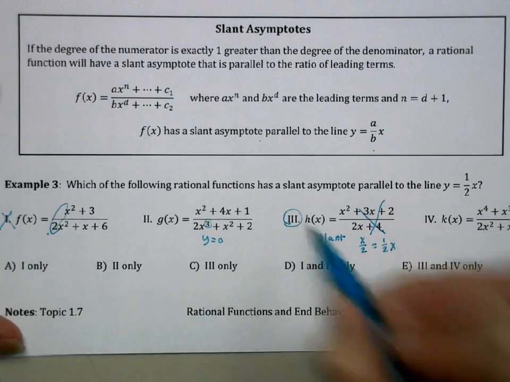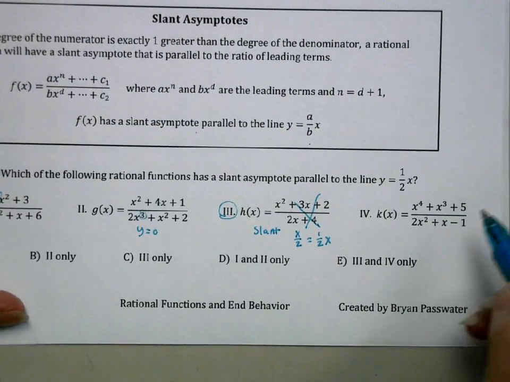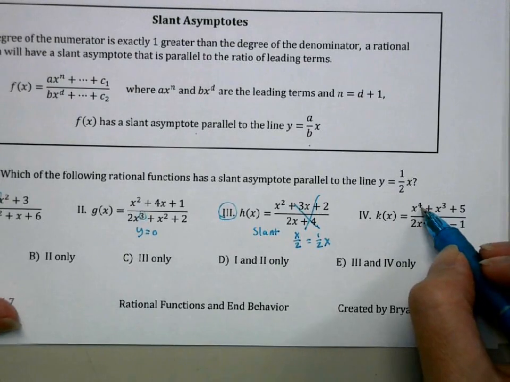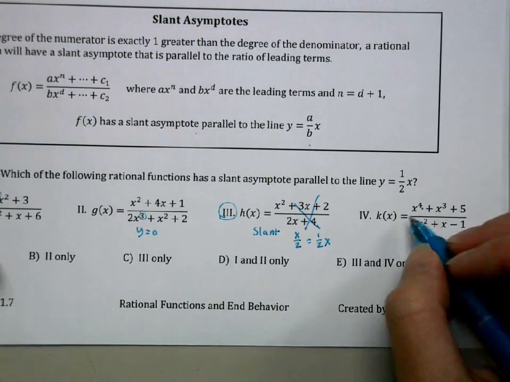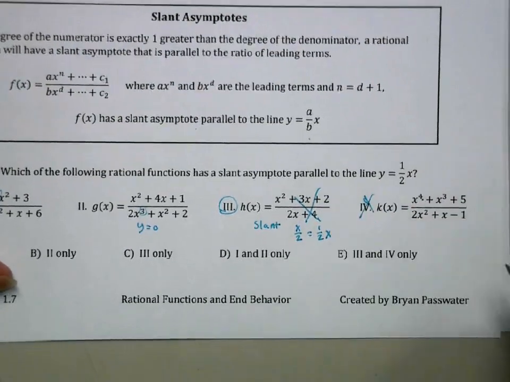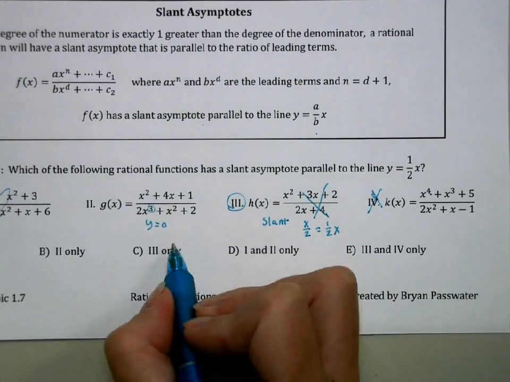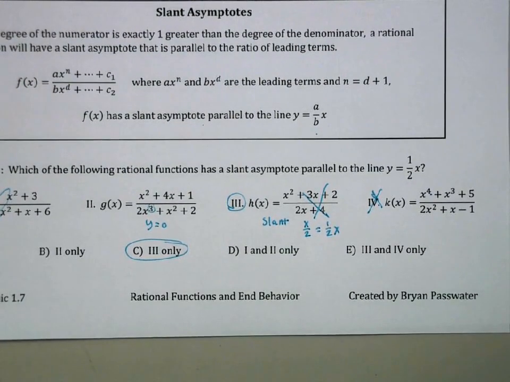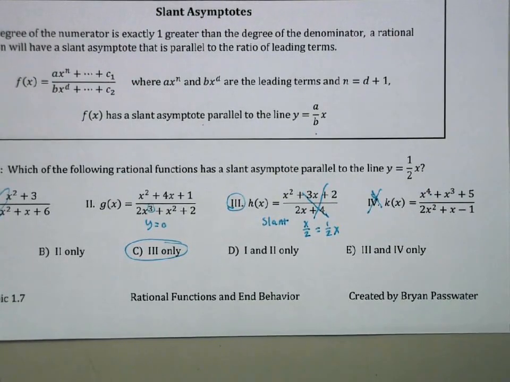Let's check out the last one. Here the degree is bigger on the top, but it's bigger by 2. So it must be bigger than 1. So our answer is 3 only. So that is your introduction to rational functions and their end behavior.